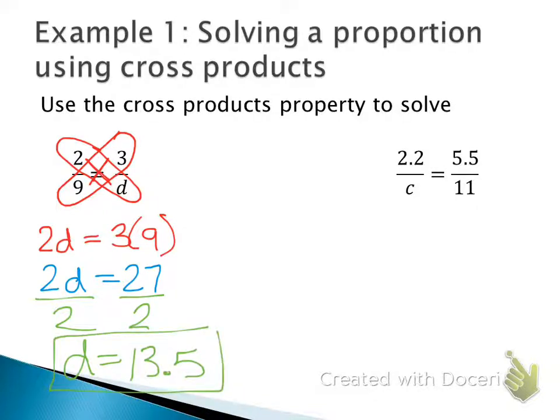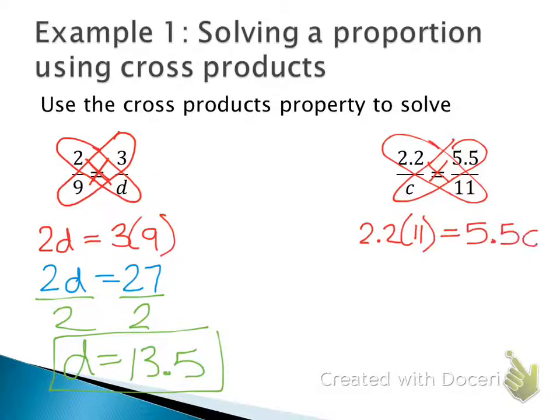Okay, now notice the second example, I have some decimals, but the way that I solve this does not change. I want to use my cross products, and multiply them. So I have 2.2 times 11 equals 5.5c. Now, make sure whenever you're writing your new equation that you use parentheses to show multiplication, or if you're multiplying a number and a variable, just write them right next to each other. I don't need parentheses around the variable. I definitely don't need a little x or a dot. 5.5c is how I show multiplication.